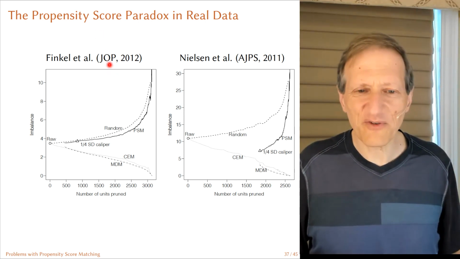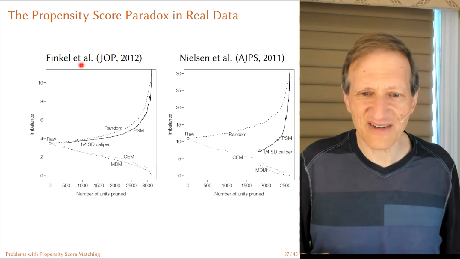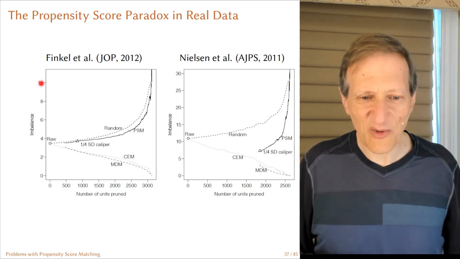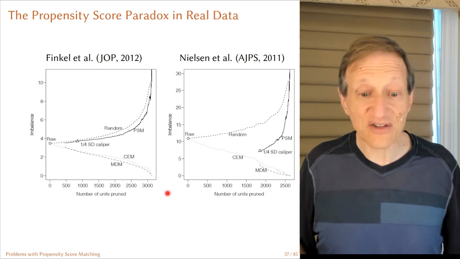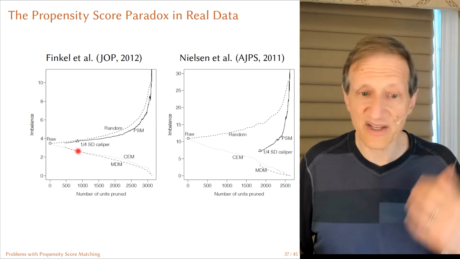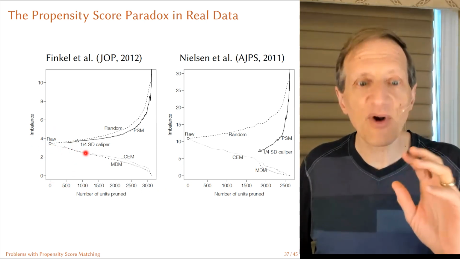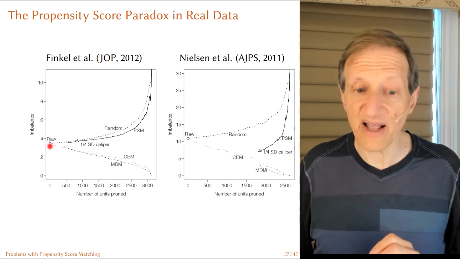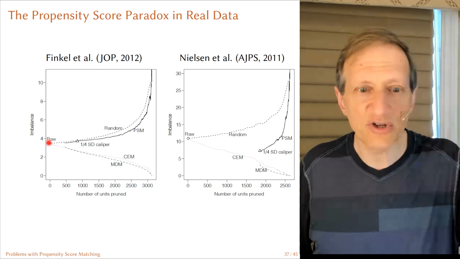This is an article from the Journal of Politics by Steve Finkel and company. The vertical axis, we measure imbalance in one of our ways. The horizontal axis is number of units pruned, just like in the last graph. For calibration, we start with the raw data, which is right here. That's how much imbalance there is. The point of matching is to reduce imbalance.